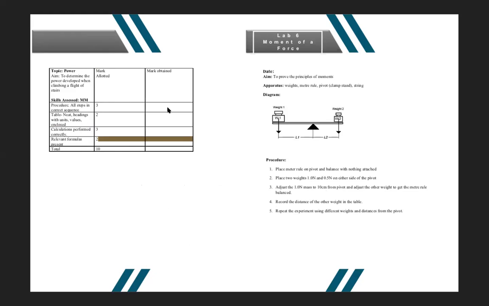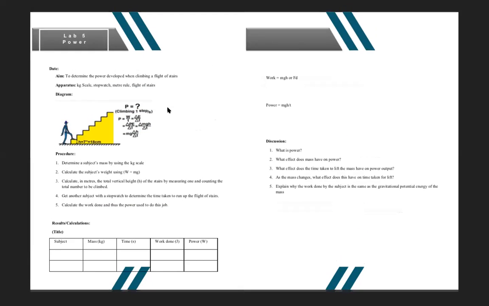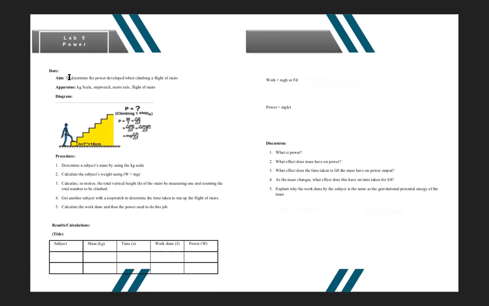Now power. Lab 6 is to prove the principle of movement. Make sure you have your conclusion. So the conclusion for Lab 5, power, should be to determine the power developed when climbing a flight of stairs. You will say that the power of object A is so much, and the power of object B is so much, and this was done by allowing the person to climb the stairs.